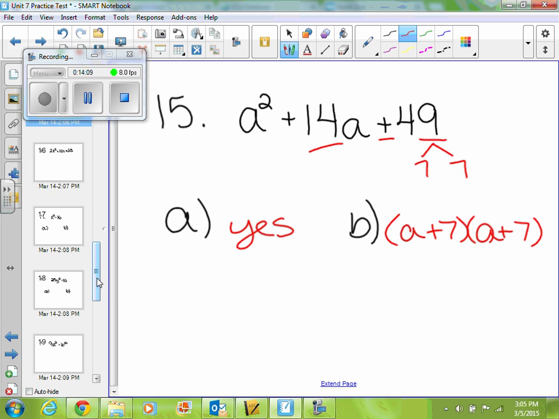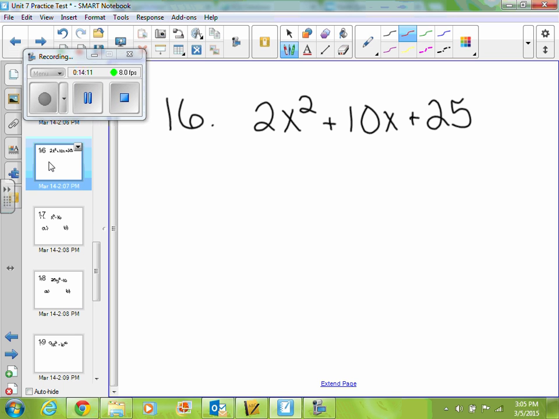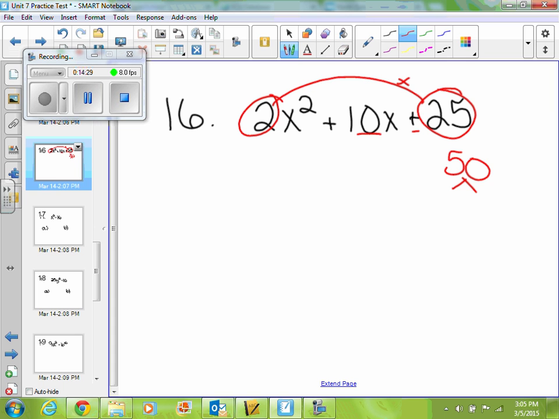Alright. On 16, we're given 2x squared plus 10x plus 25. Do I have a leading coefficient? Yes. Okay, so 2 times 25 is 50. So factor the 50 that add to 10. Niles, give me a factor of 50. 25 and 2. Okay, does that work? Kyle, give me a factor of 50.